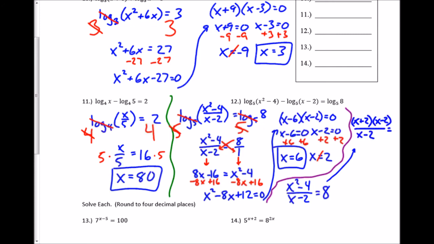And you can kind of see what's going to happen. Those x minus 2's are actually going to cancel out. So I'm just going to be left with an x plus 2 equals 8. And so it kind of takes care of that extraneous solution for me. I subtract that 2 from each side, and I find out that x equals 6 is my only solution. Okay? So those are the two ways that you can approach that problem.